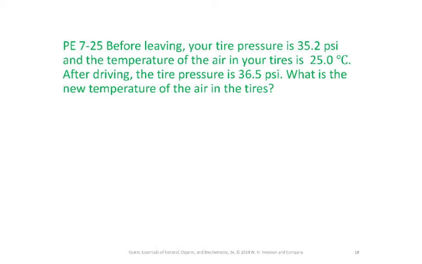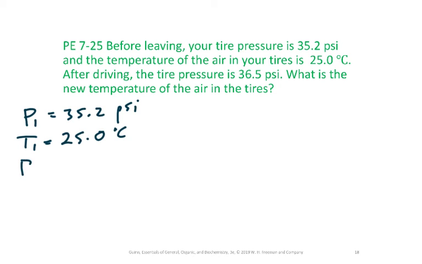Okay, here's another question. Before leaving, your tire pressure is 35.2 psi. The temperature of the air in your tires is 25 degrees Celsius. After driving, the tire pressure is 36.5 psi. What's the new temperature of the air in the tires? All right, so we have P1 is 35.2 psi. T1 is 25.0 degrees Celsius. The new pressure is 36.5 pounds per square inch, psi. T2 is what we're solving for.